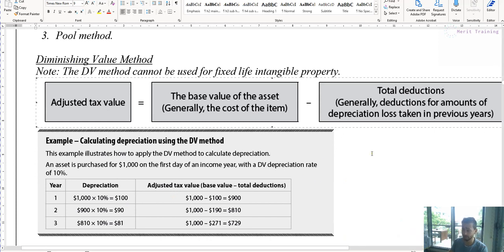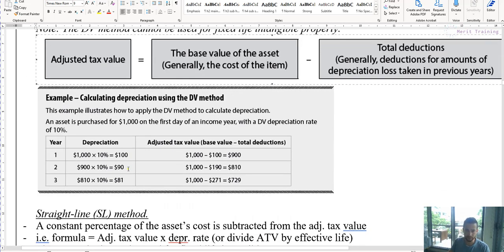Generally, you're doing this in the first year or second year of the taxpayer's acquisition of the asset. So therefore, diminishing value generally results in a higher depreciation and lower taxable income, at least if it's in the first section of its life. Obviously, the opposite is true at the later end of the life. So anyway, let's go through this example here.